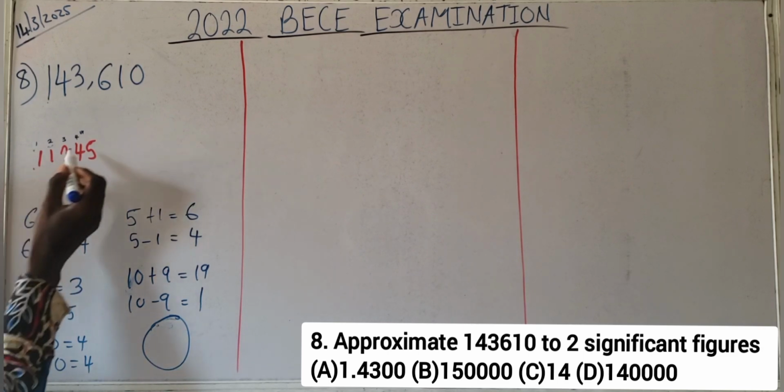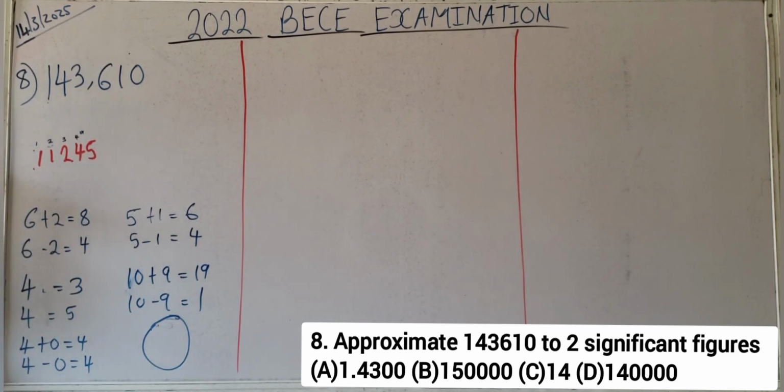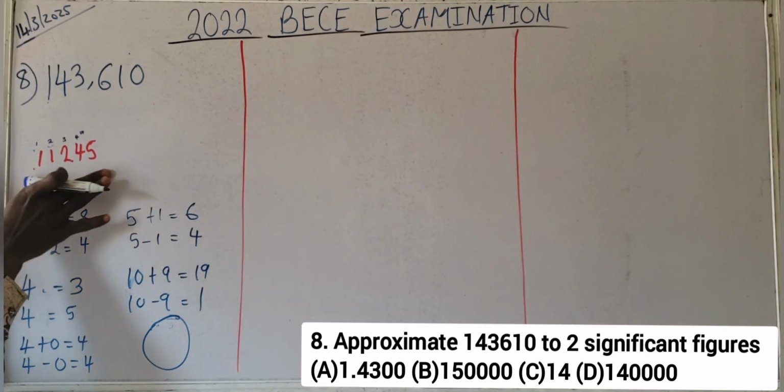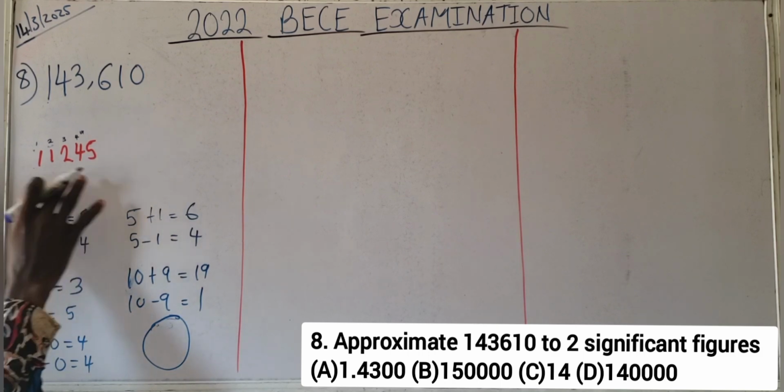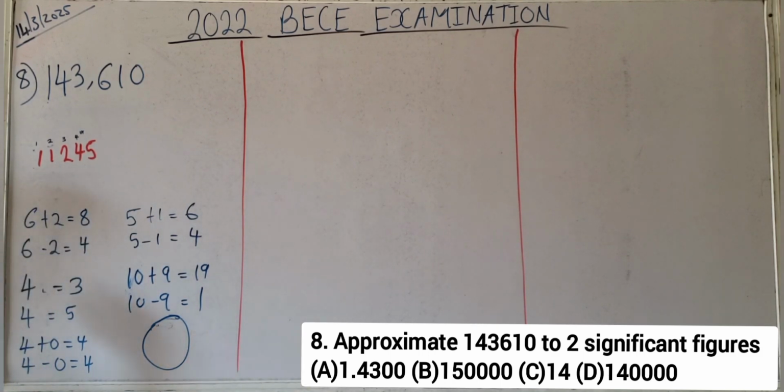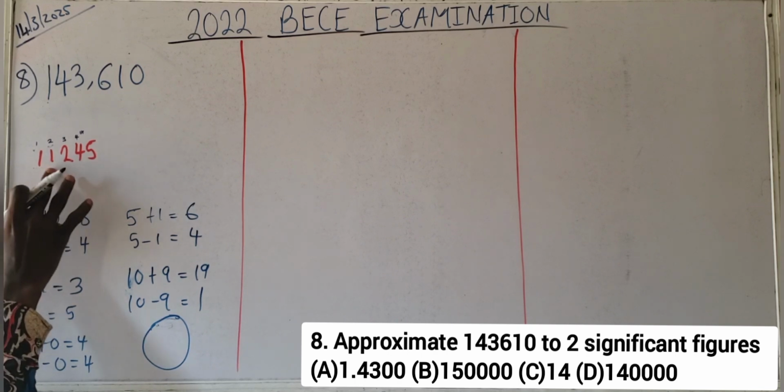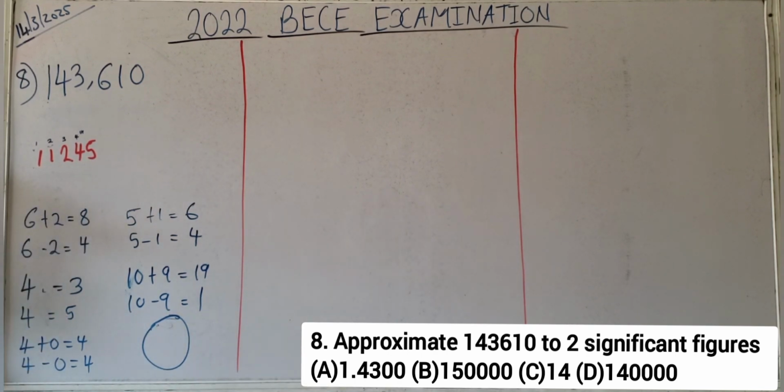It is that 1 that you are going to add to this 4. It's simple. Listen to the explanation again. Okay? Now, let's say, I just want to use this as an example. Let's say we are asked to approximate this number to 4 significant figures. You understand? We are asked to approximate 11,245 to 4 significant figures.